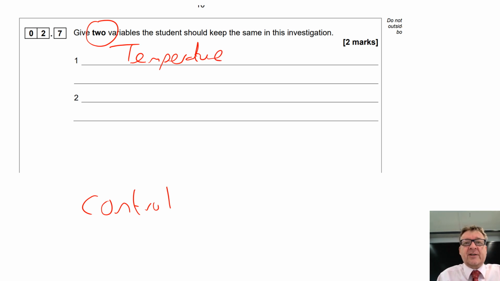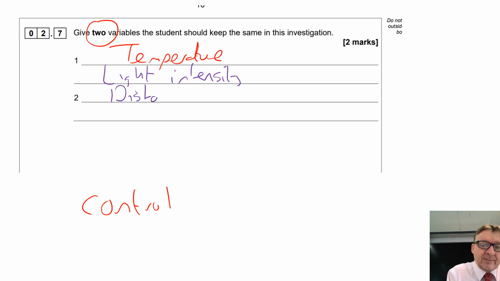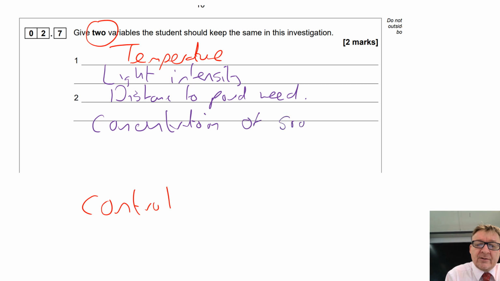That's why in the actual practical itself, you always have to put a screen in between or use an LED light. Another one is light intensity. Don't just put the light, you put light intensity. Distance to the pondweed. And the concentration, this is one I mentioned before, of sodium hydrogen carbonate.